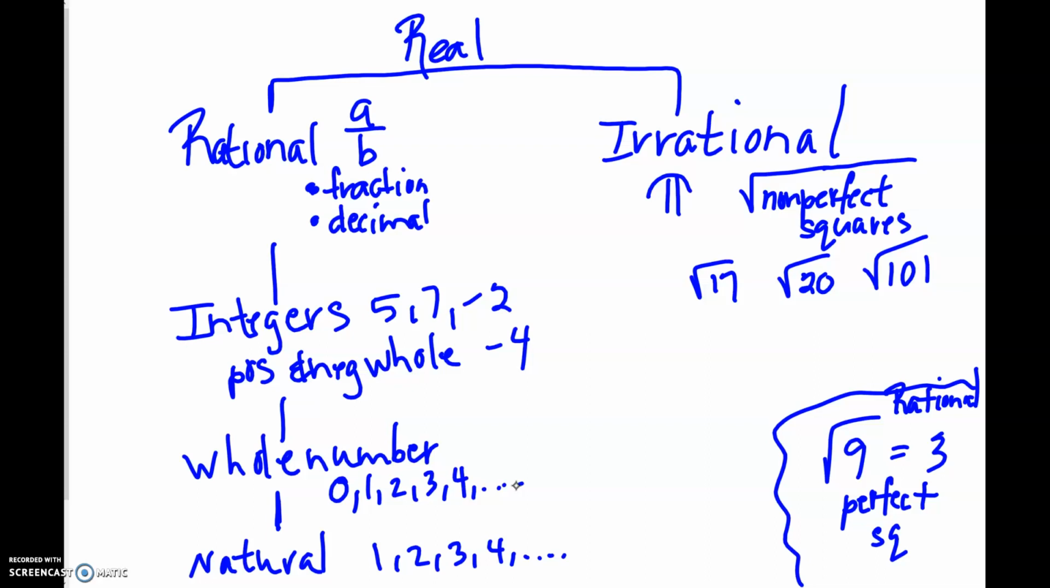A lot of times in the book, they're just going to be talking about whole numbers, integers, rationals, irrationals, and reals. So having this chart down in front of you as you're doing your homework today would be good. Another way mathematicians like to organize it is something called a Venn diagram.